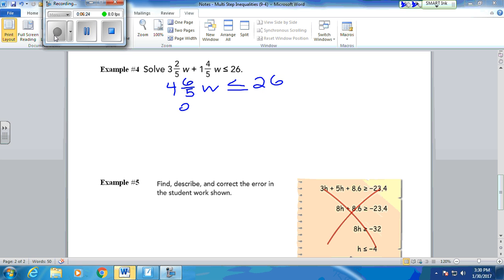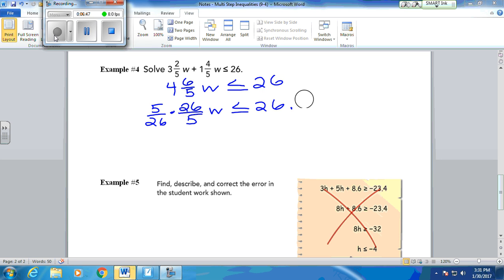Then I'm going to take my mixed number and change it to an improper fraction. So that'll give me 26/5 W. And we can go through and we can clear this problem out. You can either multiply both sides by 5, so you can clear out the denominator, or remember we can multiply by the reciprocal of 26/5, which would be 5/26. Either way will get you the answer.